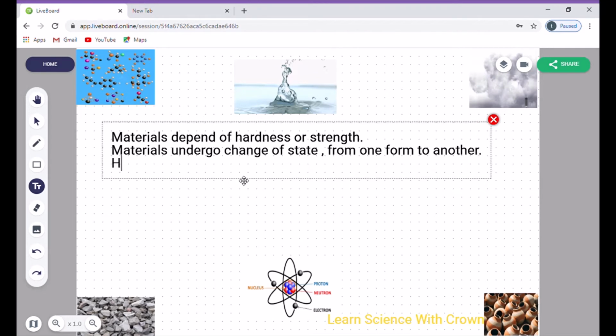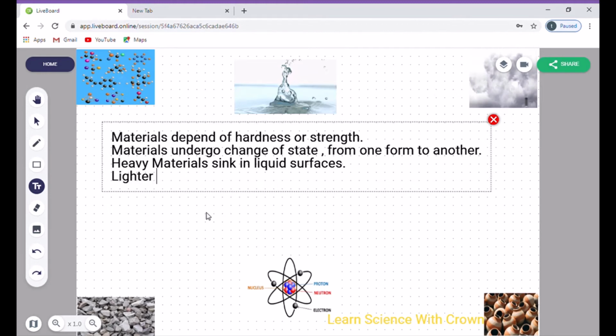One more, heavy materials sink in liquid surfaces. Materials depend on hardness or strength. Heavy materials sink in liquid surfaces. Materials undergo change in state from one form to another. Lighter materials float on liquid surfaces. That's one point you have to state.